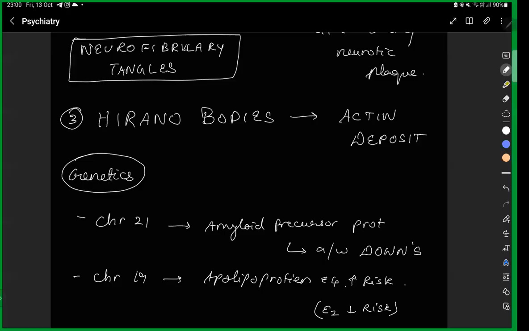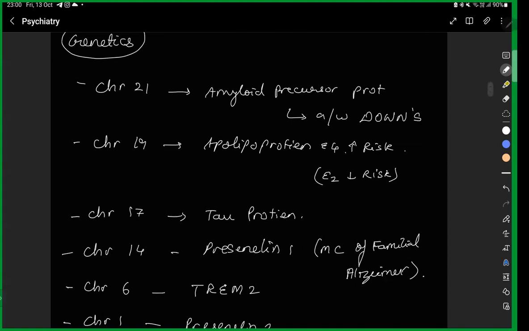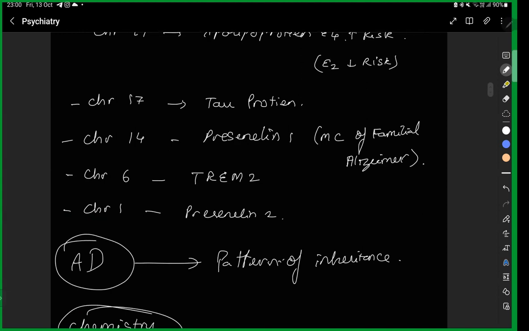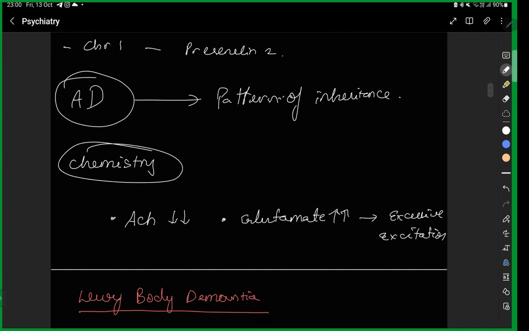And the genetics: in your chromosome 21, Down syndrome, there is an amyloid precursor protein associated with Down syndrome. Chromosome 19, apolipoprotein E4 increases risk, whereas E2 decreases your risk. Then you have chromosome 17, that is your tau protein, mainly involved in your Alzheimer's disease, guys. And you have chromosome 14, presenilin 1, which is the most common familial Alzheimer's. Chromosome 6 and chromosome 1 are involved, presenilin 2 and TREM2. So all are going to be autosomal dominant.